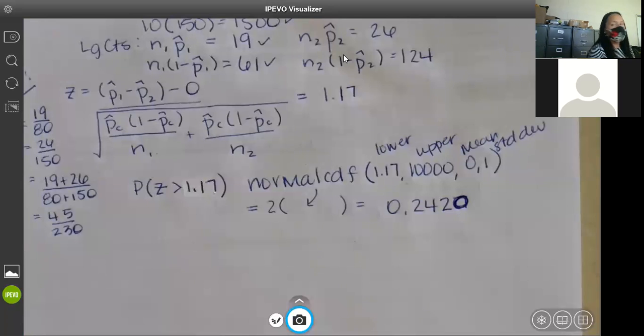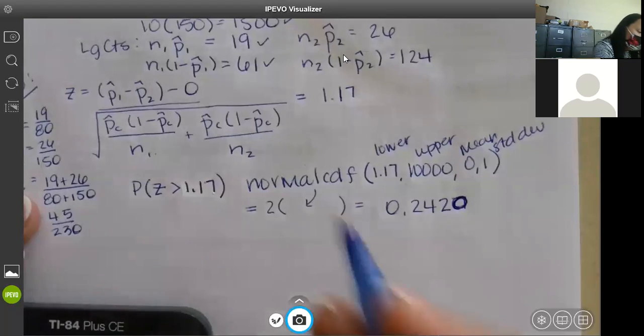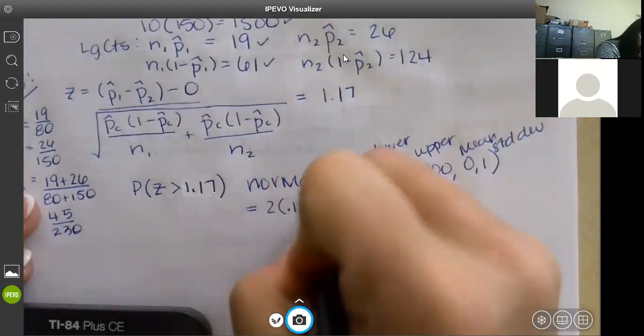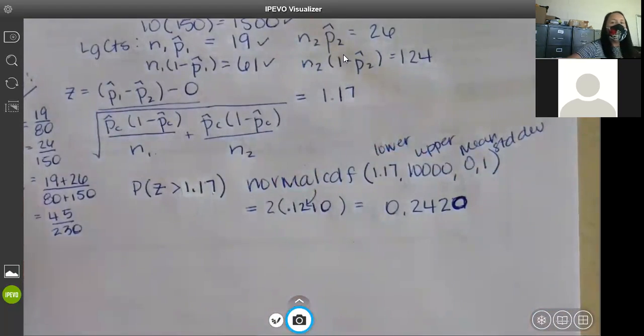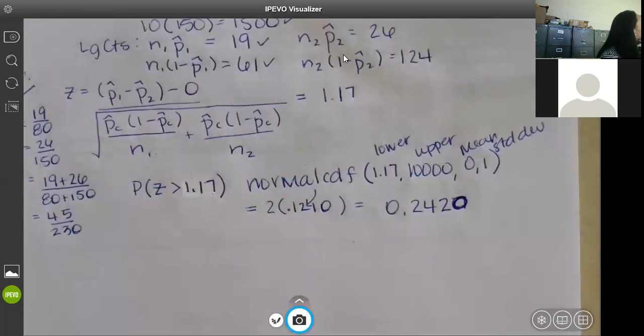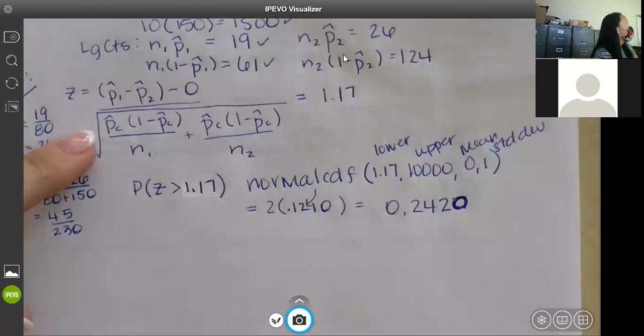Everybody good? So this value, just so you know, was 0.1210. This one? Yeah, it's P naught combined. Yes. Okay, I wrote P naught.